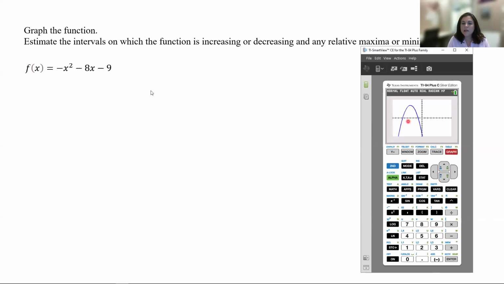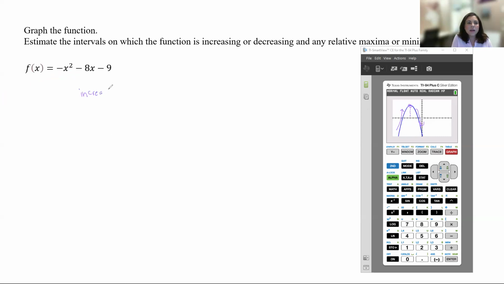And when I press graph, you may have already been thinking that this was going to be a parabola because of the x squared function. And it looks like we have a parabola opening down. And so again, I'm going to start by looking at when is it increasing, when is it decreasing. And so it looks like we have a turning point right around here, 1, 2, 3, 4, at x equals -4. It's increasing first, and then it's decreasing.